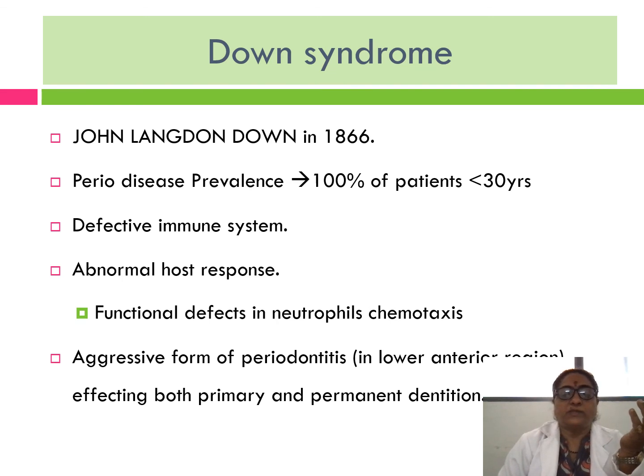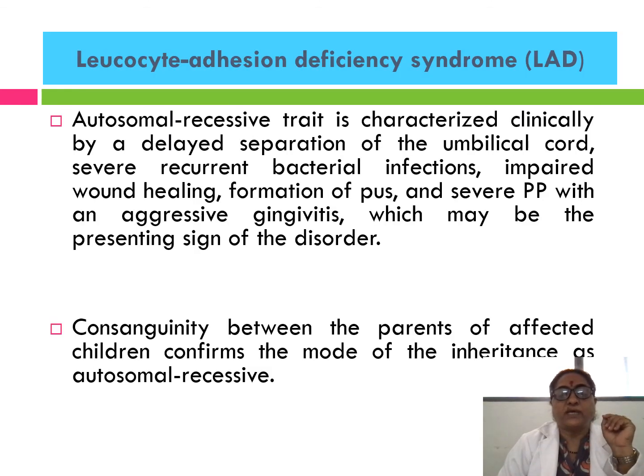Abnormal host response is also seen, with functional defects in neutrophil chemotaxis; this is a type where aggressive periodontitis is usually seen. So whatever the condition you are supposed to see, make sure the child is comfortable in the situation. At the same time, oral hygiene care has to be given. Regular recall and revisits are advised.